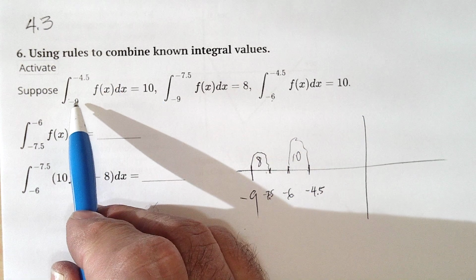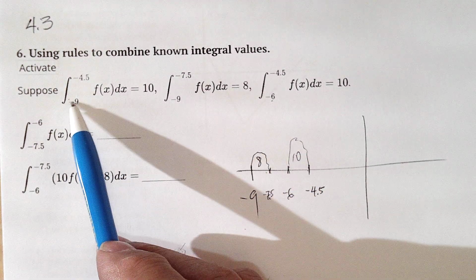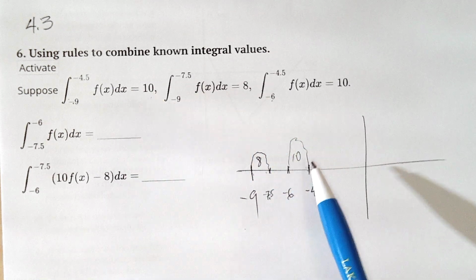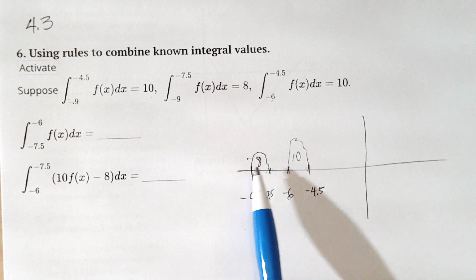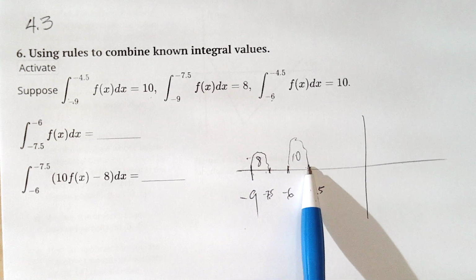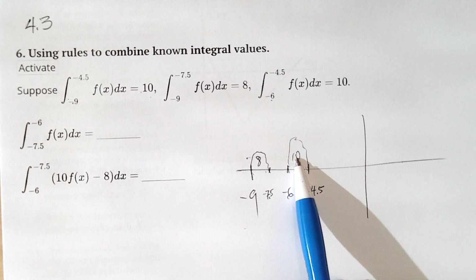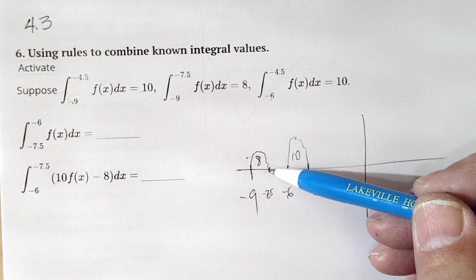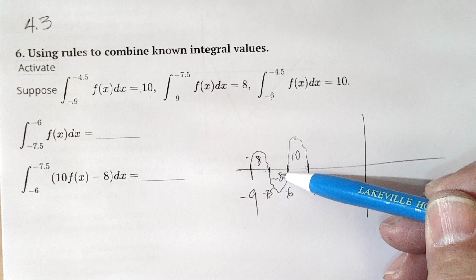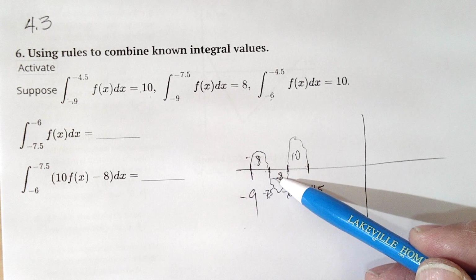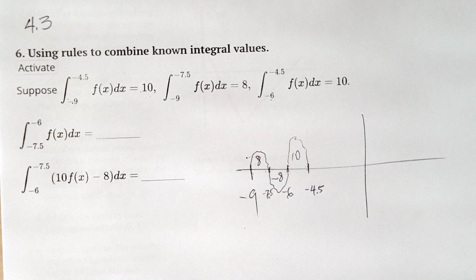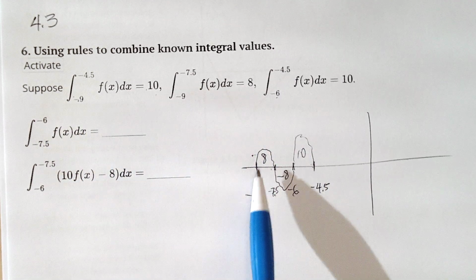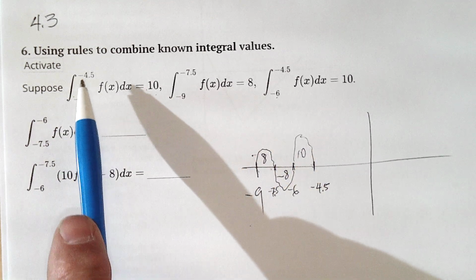Now it says the total area from -9 to -4.5 is 10. So over all three of these intervals, the total area is 10, and we have 10 here already. And there's another 8. In here, it must be -8 to cancel out the +8, making a total area of 10. So it's often best to look at the smaller intervals and figure out what you know about them before you go to the larger interval.